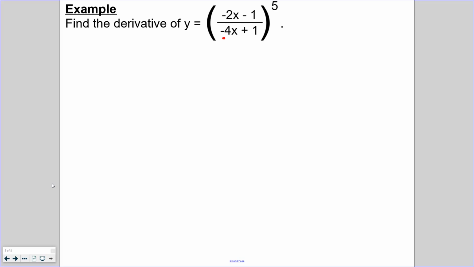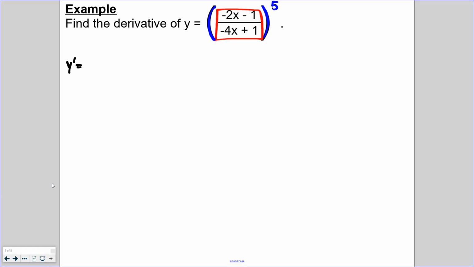So, again, we can see that the inside function is negative 2x minus 1 over negative 4x plus 1. I don't think the underlining is really showing that, so let's just put that in a box to show that's the inner function. And then the outer function is going to be the quantity to the 5th power. So, let's do the derivative.